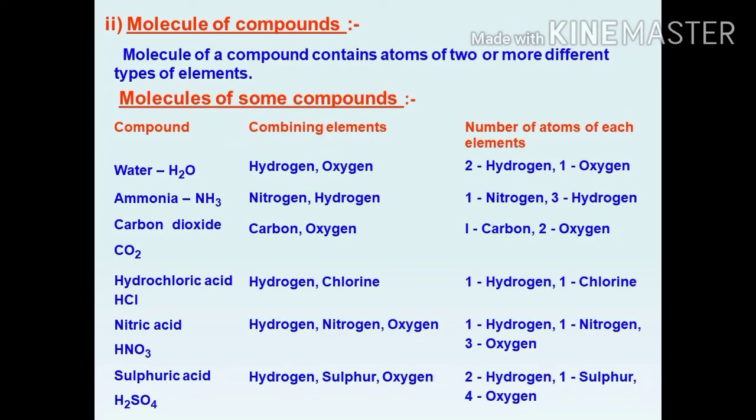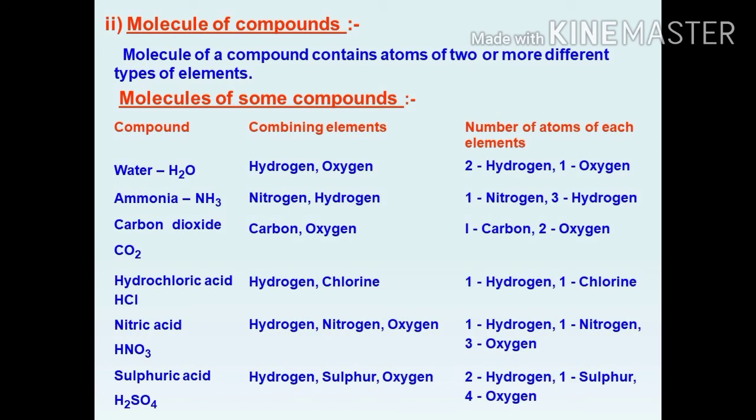Let's see molecules of compounds. A molecule of a compound contains atoms of two or more different types of elements. Dear students, please note down these definitions in your notebook. A molecule of an element contains atoms of the same element. A molecule of a compound contains atoms of two or more different types of elements.